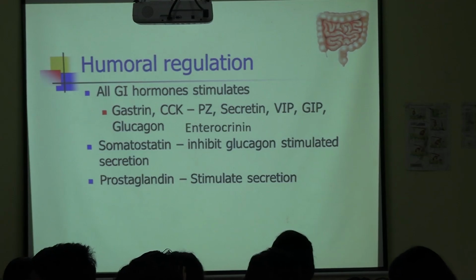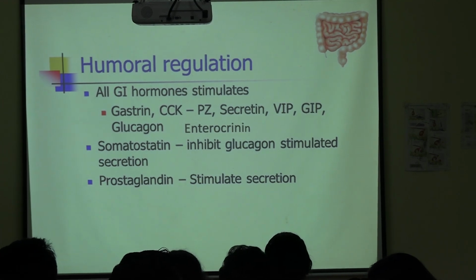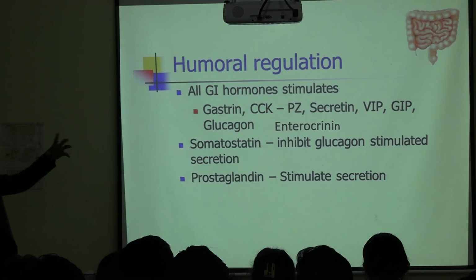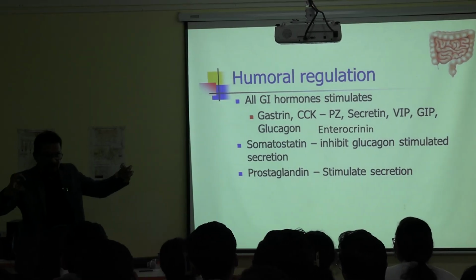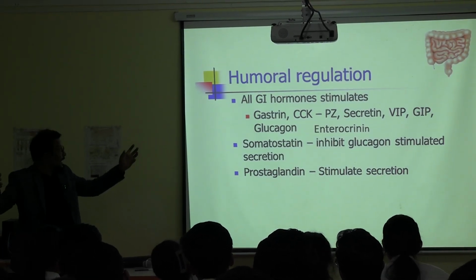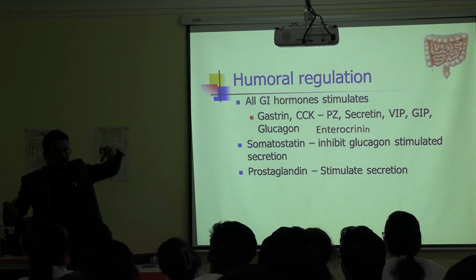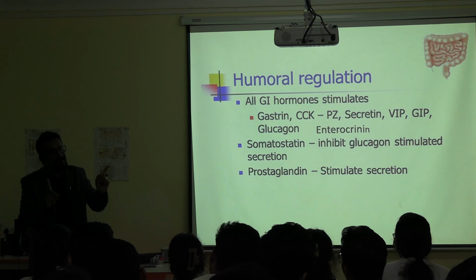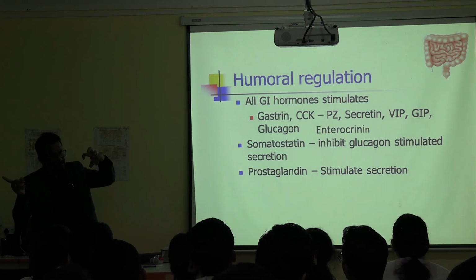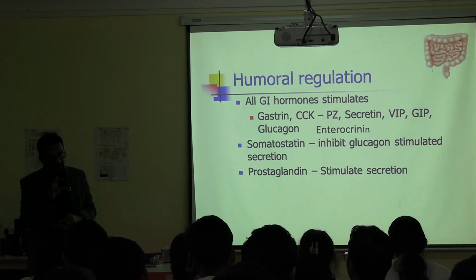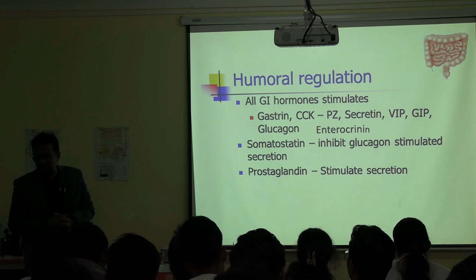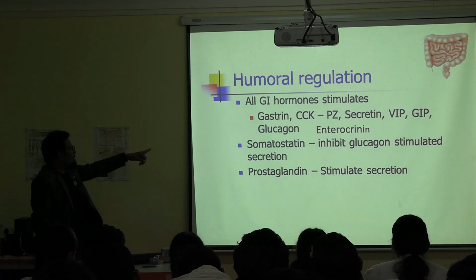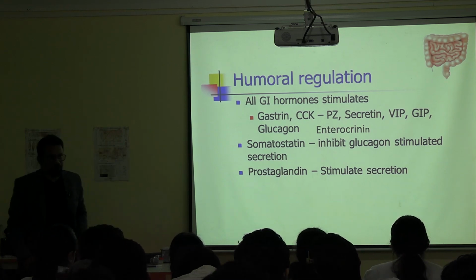Yes. These are gastrin, CCK, PJ. CCK means cholecystokinin. PJ means pancreozymin. Previously we thought these are separate. One will cause secretion of pancreatic juice, and the other is contraction of the gallbladder. Later it came to be known both are actually the same, having both the actions. It can cause contraction of the gallbladder as well as secretion of pancreatic juice. Okay, another is secreting VIP, GIP.